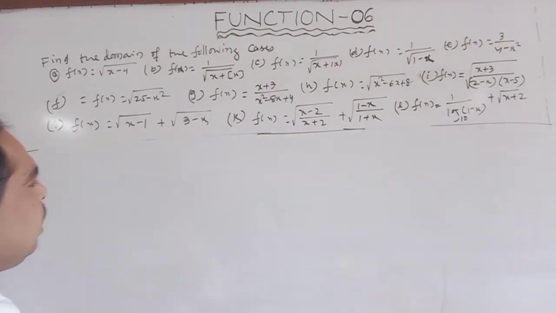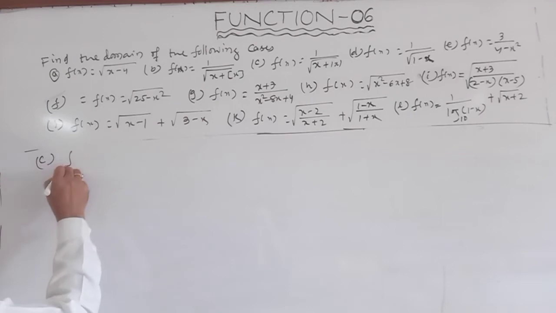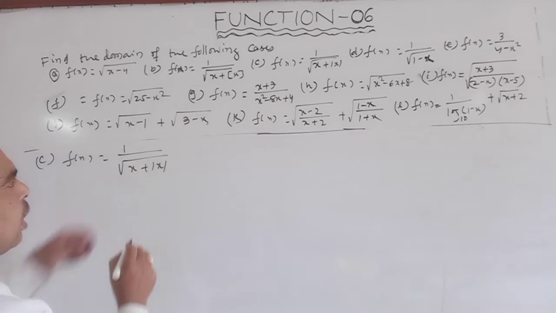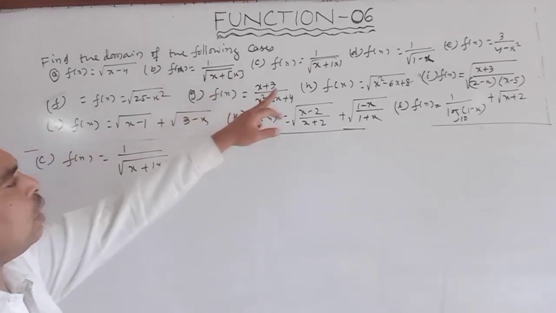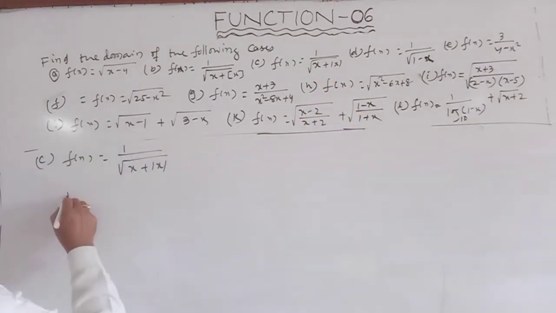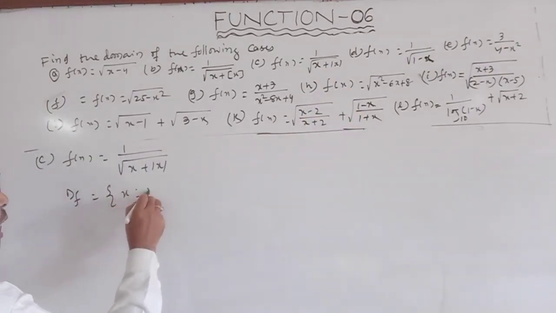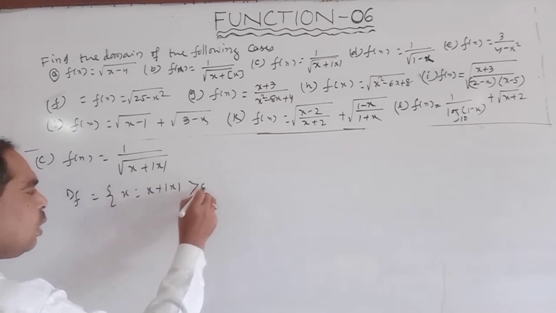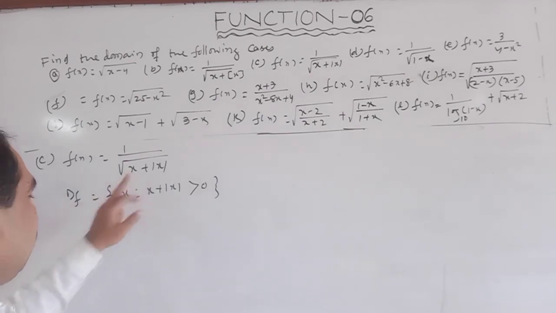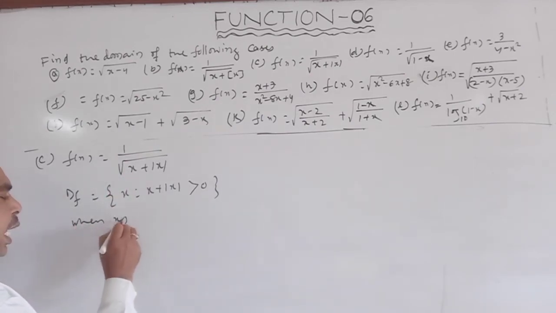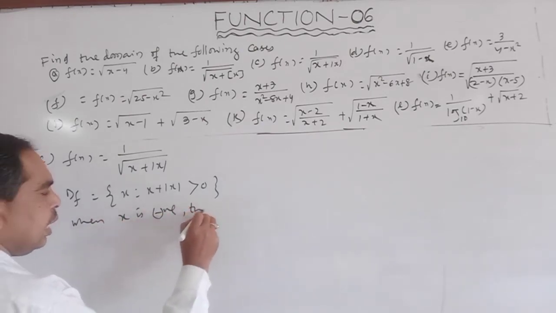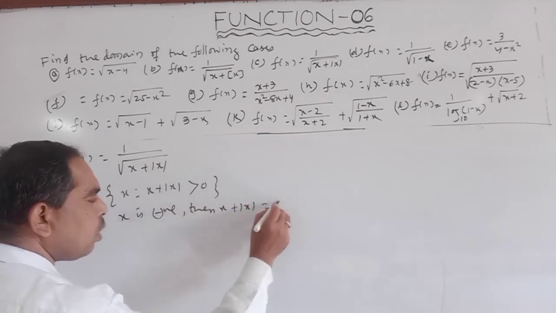Next, c: f of x is equal to 1 by root x plus mod x. Here it was given x plus square bracket x, but here it is given x plus mod x. Same process, the domain of f is x such that x plus mod x is greater than 0. When x is negative, then x plus mod x is equal to 0.